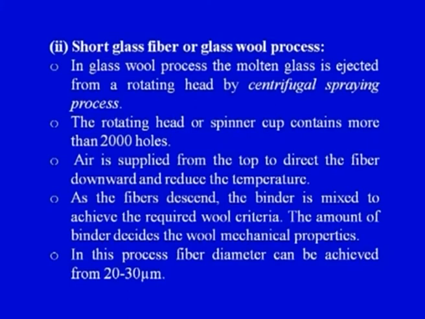The binder is added, and in this process fiber diameter of about 20 to 30 microns can be achieved. If we compare with the first process, in which the glass fibers were being made, the diameter was 2 micron, but here we are getting a higher diameter, equivalent to 20 or 30 micron. So in this particular process, there is a rotating head, there is air pressure, and there is a binder which is injected so that we can get a very good quality glass wool.